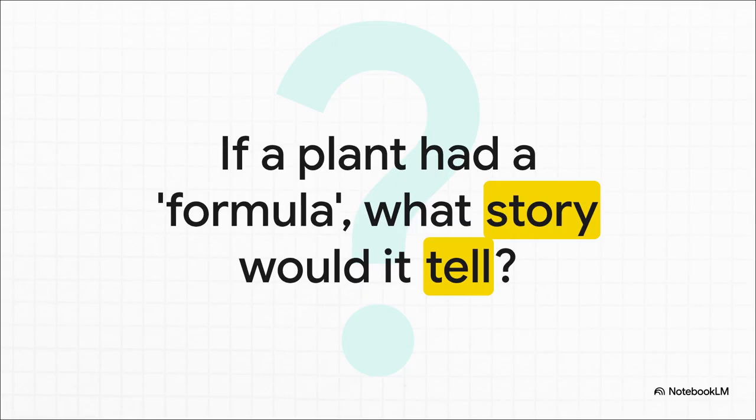A plant's morphology, its roots, its stem, its leaves, its flowers, it's not just a random jumble of parts. It's a story. That floral formula tells a story about its family history. Its type of root tells a story about how it survives a drought. The shape of its leaf tells a story about the kind of sunlight it grew up with. A plant's structure is its own autobiography, written in the beautiful language of biology.